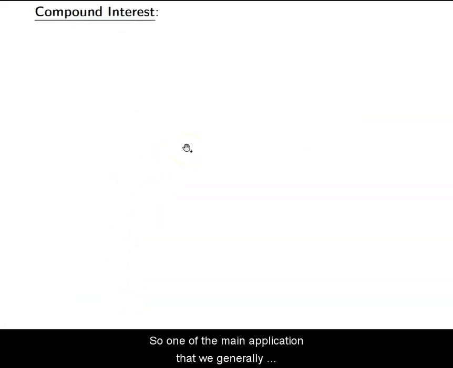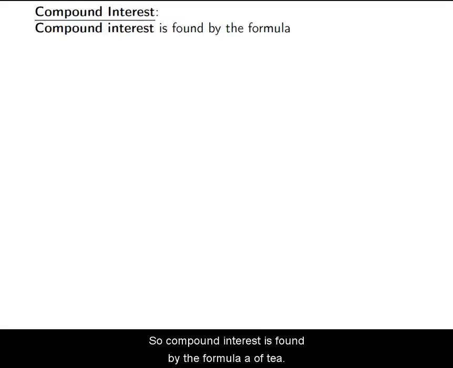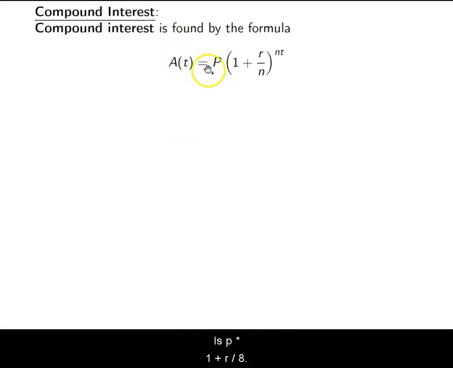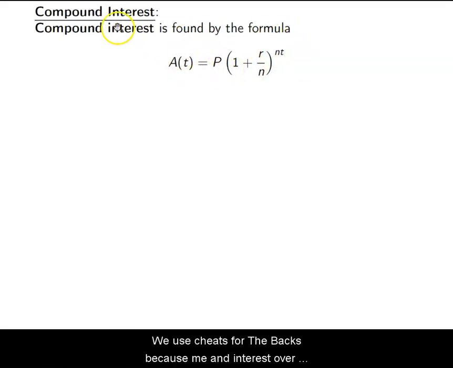So one of the main applications that we generally talk about when we talk about exponential functions is compound interest. So we've done simple interest before back in chapter 1. So in this section, we're going to talk about compound interest, right? So compound interest is found by the formula A of t is P times (1 plus r over n) raised to the power of n times t. Okay. We use t instead of x because we gain interest over time, right?